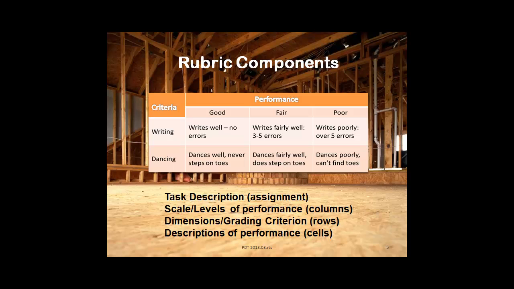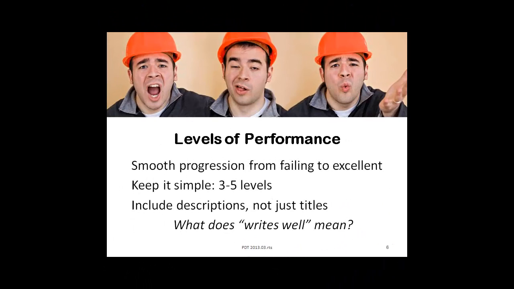Finally, we're going to look at the intersection of the rows and the columns, the actual cells, and this is where we write the descriptions. This is very important because it's the cell we're going to be trying to match against the student's performance. So the clearer the cells are, the easier it is for us to grade and the easier it is for the students to understand. So let's take a look at the levels of performance, and then we'll take a look at criteria in depth.